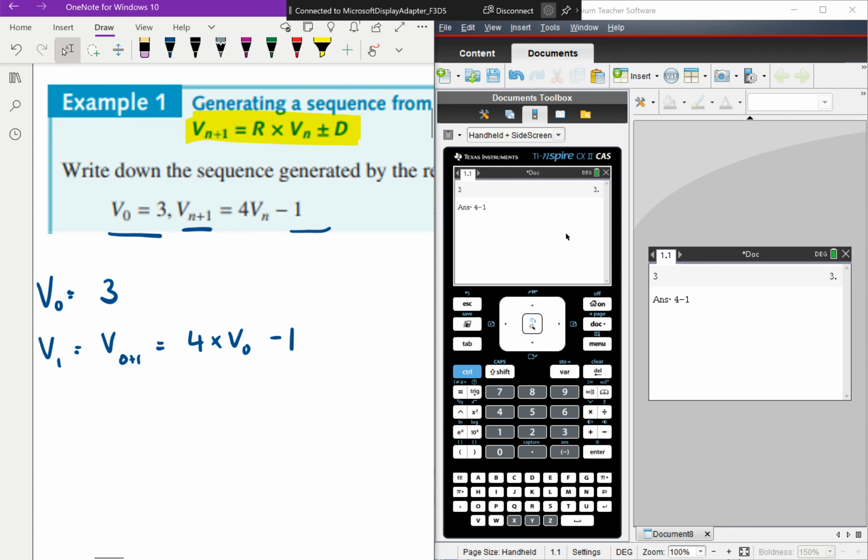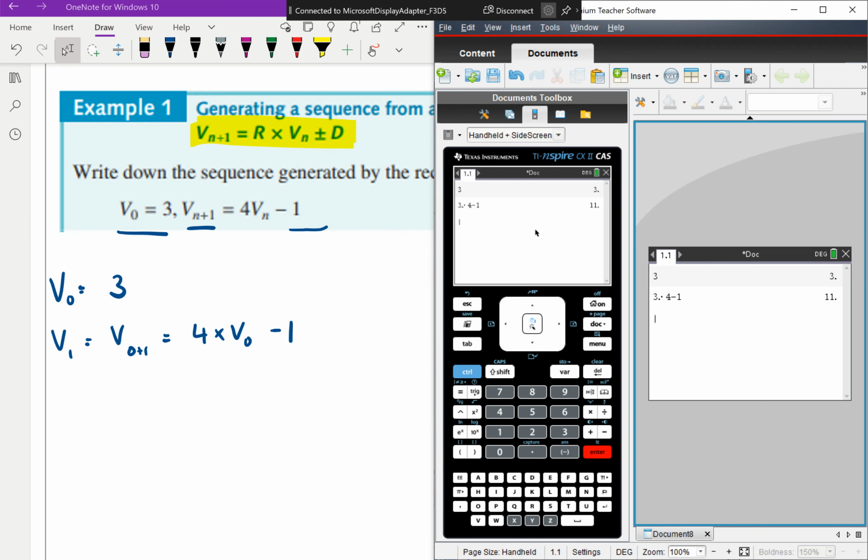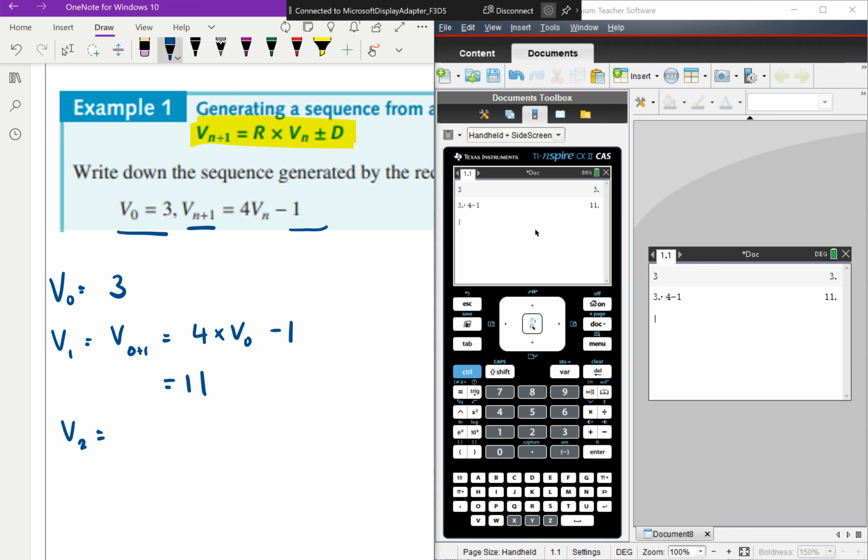I'm going to say, all right, press enter. By doing that, 3 times 4 is 12. 12 minus 1 is 11. Then if I follow that same formula for the next one, so V1 is 11, V2, same thing, I'm going to press enter again. Whoops, over here. Press enter again, I get 43. So 11 times 4 minus 1 gives you 43. And you can see this recurrence model.